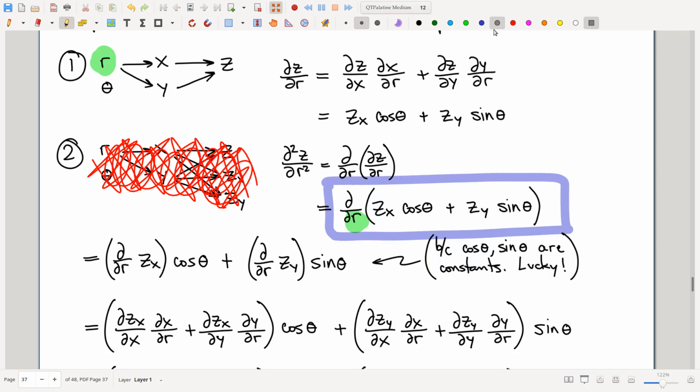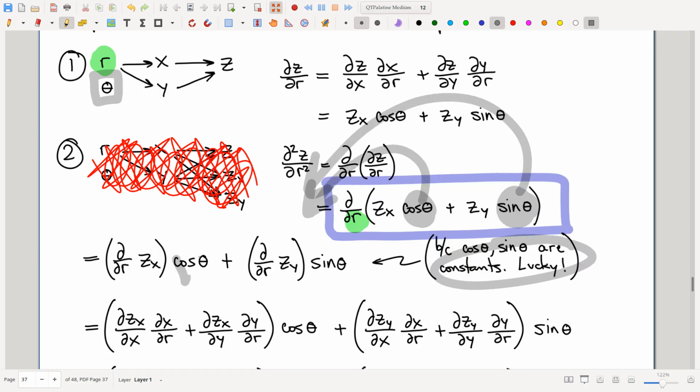Partial derivative means the other variables in its little world are constant. So theta is a constant. That's implicit in the fact that we're doing an r partial, right? I get to treat theta as a constant. And by the way, that means that cosine theta and sine theta are constants, and multiplicative constants just factor right out when you're doing derivatives. Everybody okay with that?